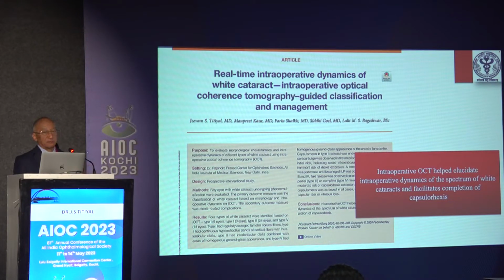I think Dr. Rajendra Prasad showed a beautiful technique of a white cataract. This is our innovation in terms of classifying the white cataracts. As Madam asked the question, we could classify on the table. Like you can see these cataracts by your slit lamp examination with your anterior segment OCT morphology. But what happens when you puncture? What happens, that is not known, and that can only be seen by IOCT picturization.